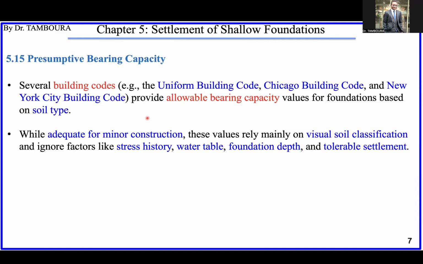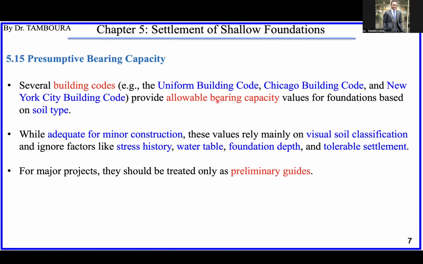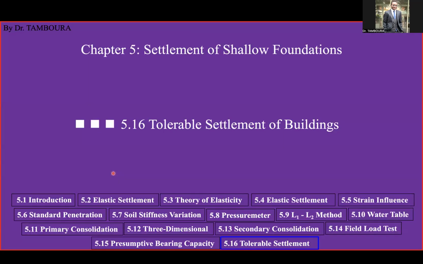Okay, the standard don't consider stress history, water table, and foundation depths. Okay, and they even don't consider tolerable settlement. That's why this standard for allowable bearing capacity should be used only for preliminary guides. Okay, so that's what we have to say about the first part. The second part is about a tolerable settlement of a building.